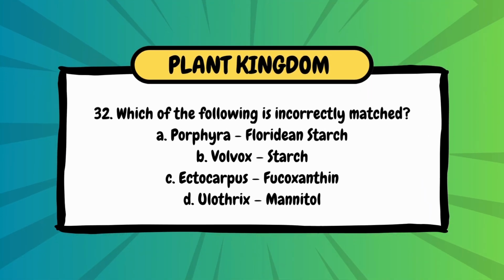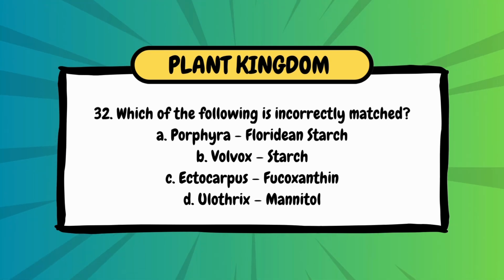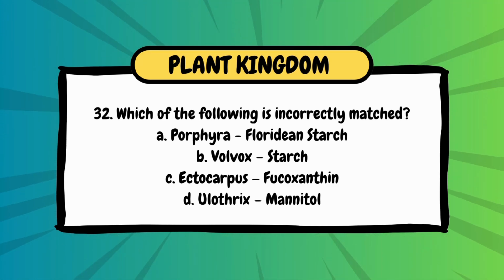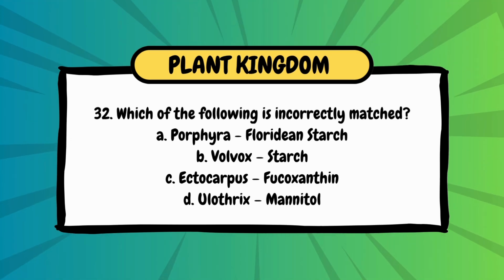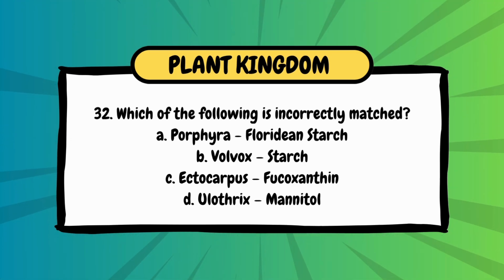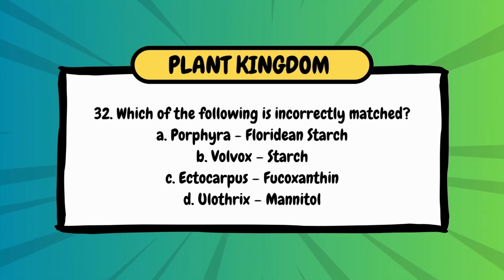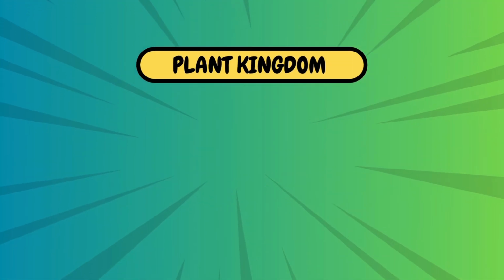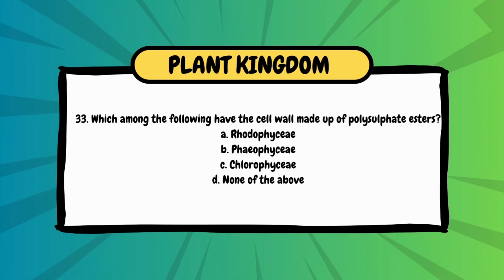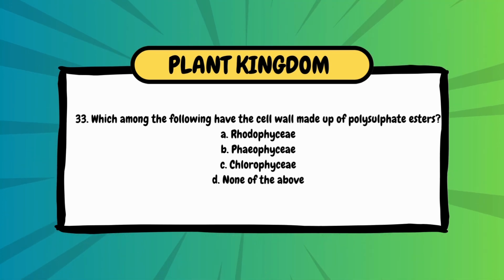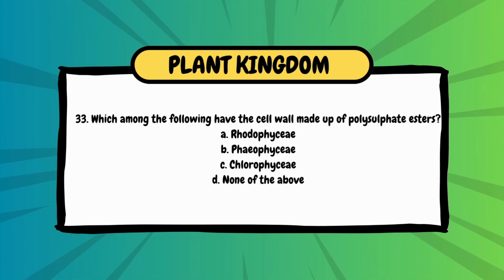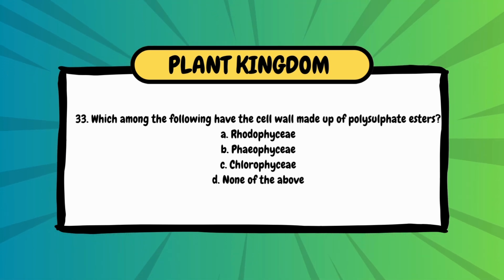Which of the following is incorrectly matched? A. Porphyra, floridean starch. B. Volvox, starch. C. Ectocarpus, fucoxanthin. D. Eulophrix, mannitol. Which among the following have the cell wall made up of polysulfate esters? A. Rhodophyceae. B. Phaeophyceae. C. Chlorophyceae. D. None of the above.